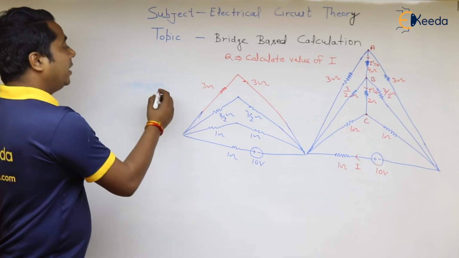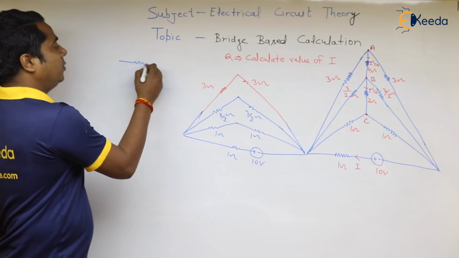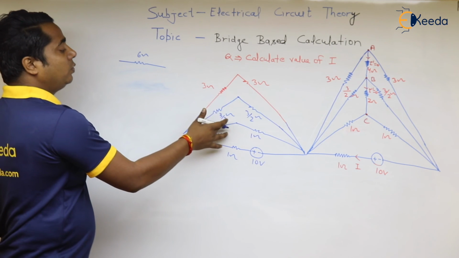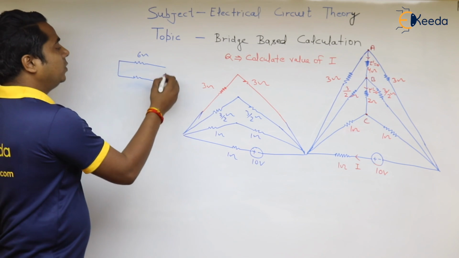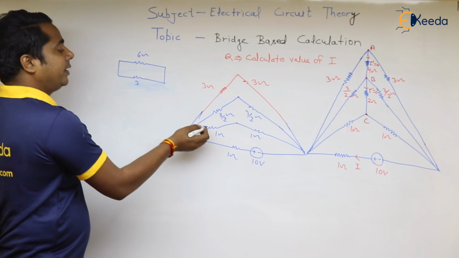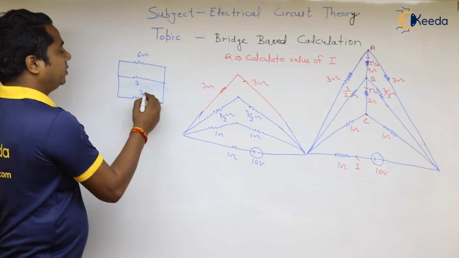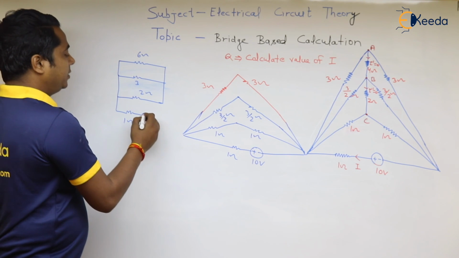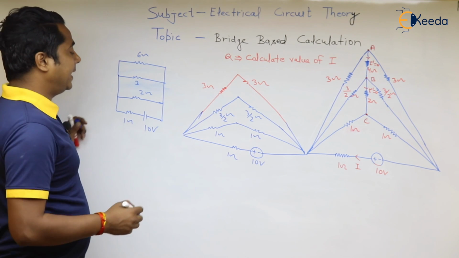Now we will reduce this circuit further. This will be your 6 ohm, 3 ohm and 3 ohm in series, and 3 by 2 and 3 by 2 ohms in series will be equal to 3, and 1 ohm, 1 ohm will be equal to 2 ohm. And here this is 1 ohm and a 10 volt battery.